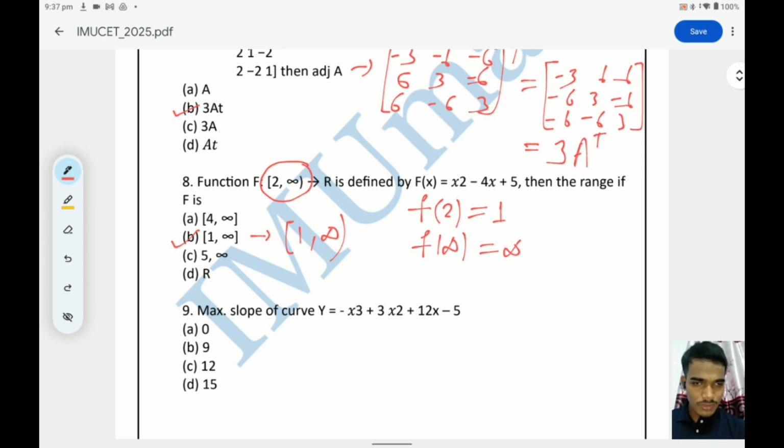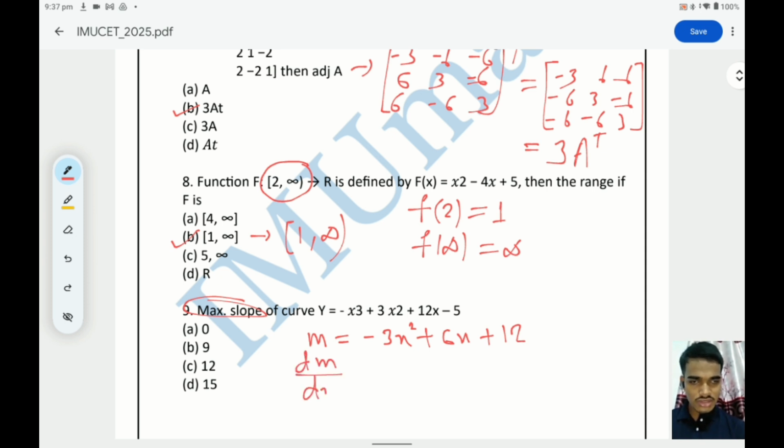The first slope will be what? Slope will be dy by dx. So dy by dx here is minus 3x squared plus 6x plus 12. And we want to maximize our slope because this is regarding maximum slope, so we will find its derivative again.